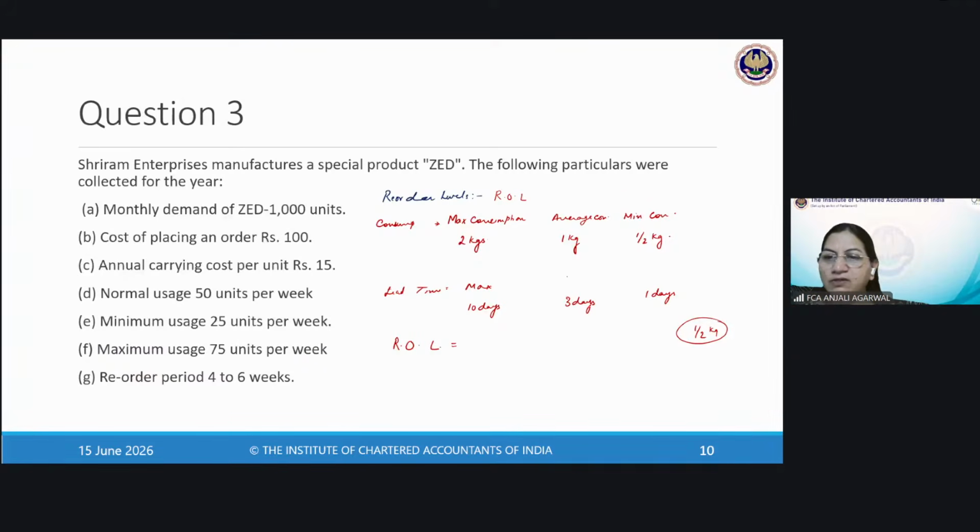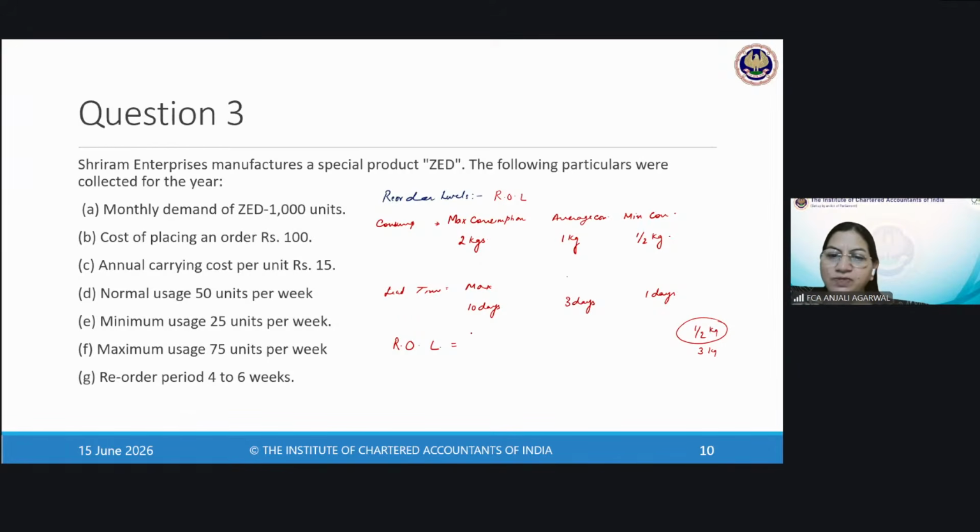What if I order at 3 kgs? Then also what will happen if it takes 10 days? Even if I consume a minimum of half a kg, I need 10 days into half a kg, 5 kgs. And I have only 3 kgs. So 6 days I'll survive, but 4 days I will have to again sleep empty stomach.